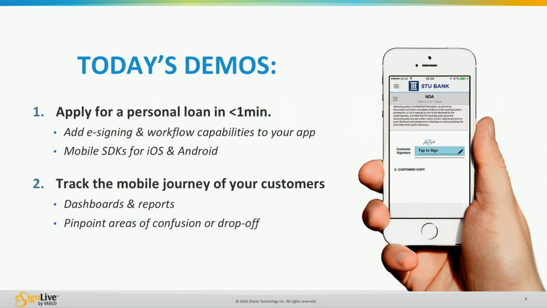So in today's presentation, what we're going to show you here are two things. The first thing is how your customers can apply for a personal loan or any sort of financial product in under a minute using your mobile application. And we'll show you how to add e-signing and workflow capabilities to your apps with our mobile SDKs for iOS and Android. And number two, we're going to show you how to track the effectiveness of that journey that your mobile customers are taking. We're going to leverage some of the underlying data that's being collected as part of the e-sign process and help you pinpoint areas of confusion or drop-off in order to further optimize that experience.